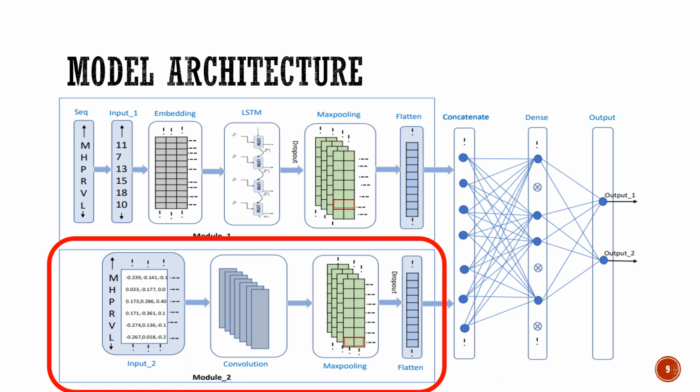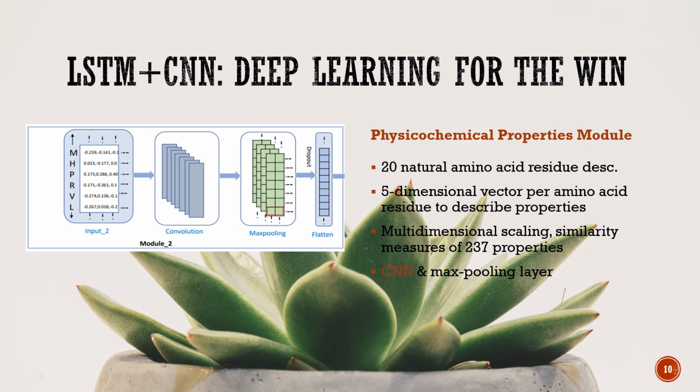So the next section is we're going to talk about module 2. This other module, which was kind of happening in parallel with the first, they call the physicochemical properties module, and basically there were 237 properties, and they gave a semantic description for 20 natural amino acid residues. Using those descriptions, they were able to assign 5-dimensional vectors for each amino acid residue in order to describe its properties.